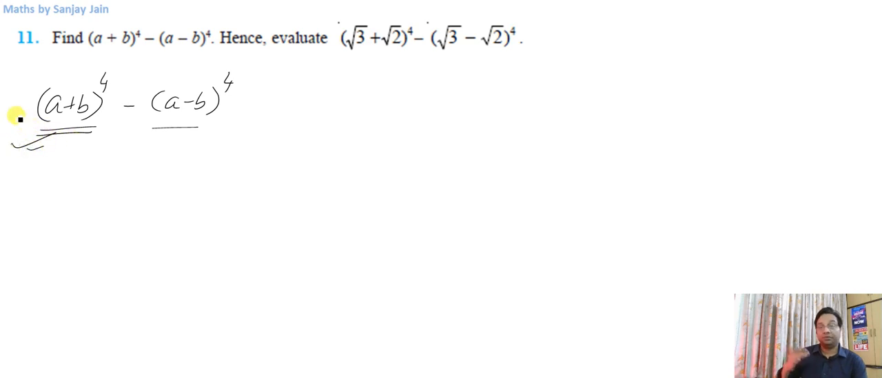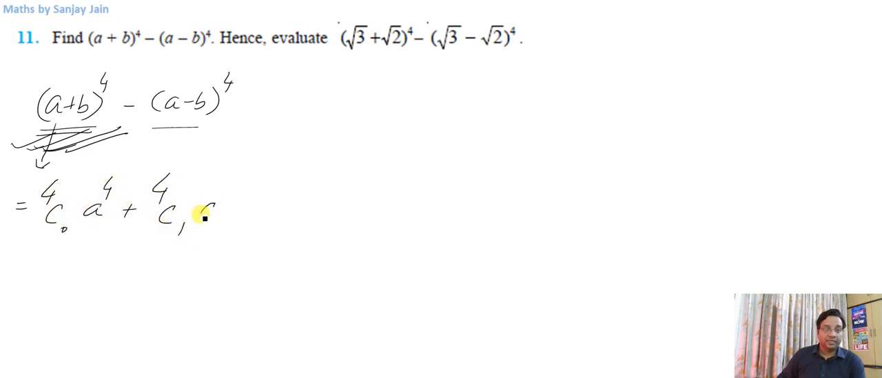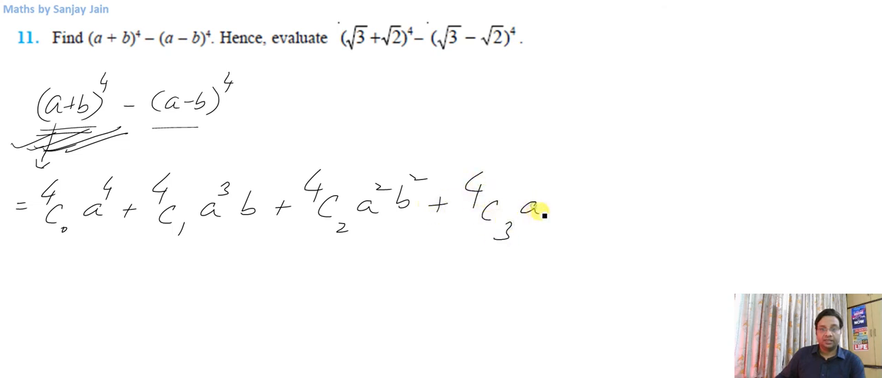We cannot memorize the formula and say it here, because the question specifically wants us to show what this expression will be equal to, and then we need to put a equal to root 3 and b equal to root 2 and evaluate this. So let's do this. The first part here will be 4c0 a raised to power 4, 4c1 a raised to power 3 b, 4c2 a squared b squared, 4c3 a b cubed, 4c4 b raised to power 4.